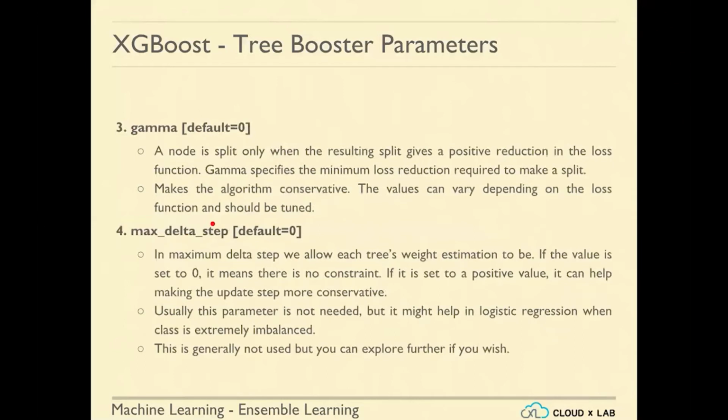Gamma is basically, if you have bigger gamma, more regularization, and you will have a smaller number of leaves. Okay. Max delta step. In max delta step, we allow each tree's weight estimation to be constrained if the value is set to 0 and so on. Okay.